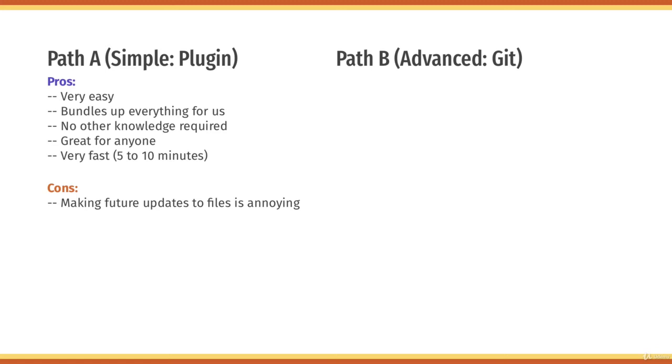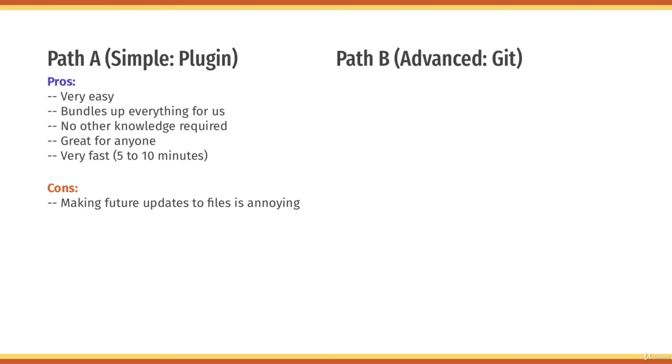Okay, now let's describe path B as well as its pros and cons. So path B is a bit more advanced, and it takes advantage of the Git version control system. Now, we are not going to learn Git itself in this course, because that's completely outside of our scope. That would be a course in and of itself. So if you've never used Git before, or if you've never heard of Git, you will want to go with path A. And then if in the future you do learn Git, then you can always circle back to this course and try out path B.